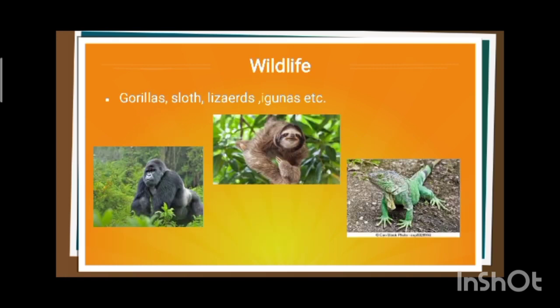Wildlife of tropical evergreen forest. The world's largest snake, the anaconda, is found in evergreen forest. Other varieties of animals and birds include turtles, alligators, crocodiles, cobras, pit vipers, pythons, gorillas, orangutans, monkeys, and many more varieties of animals, birds, and insects are found here.